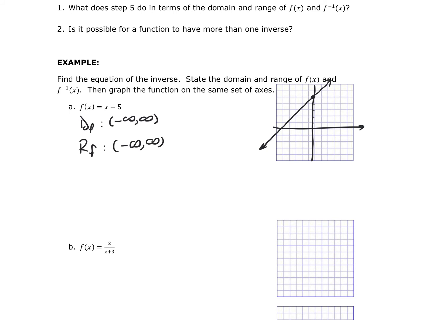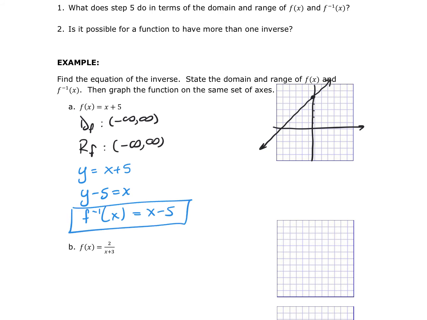So let's go through the process now. Y is equal to x plus 5. That's my first step. I know it's 1-to-1. I can see it's a line. It passes the horizontal and vertical line test. And then I'm going to have y minus 5 is equal to x. Then my last step is f inverse of x is equal to x minus 5. There is my inverse. This is going to be the range of the inverse of f. This is going to be the domain of the inverse of f.